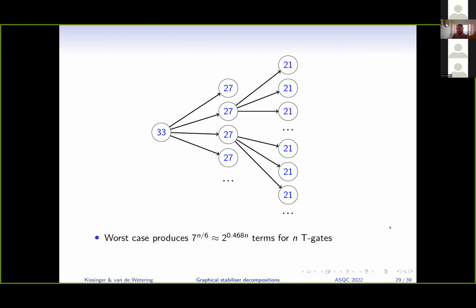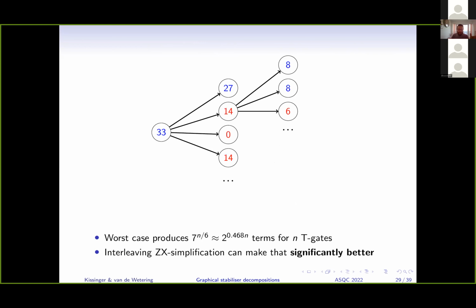But then if you start interleaving this with simplification, then some of these T-gates will cancel out. And in fact, this can make a big difference, right? If one of these branches gets to 0 T-gates, you've killed off this whole part of the tree. And this can give you much, much fewer terms in your simulation.